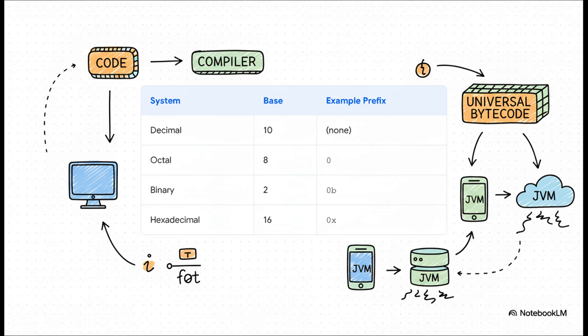If a number starts with 0b, Java knows it's a binary value. If it starts with 0x, it knows it's hexadecimal. This little prefix is all it takes to tell the compiler exactly how to read the number that comes after it.